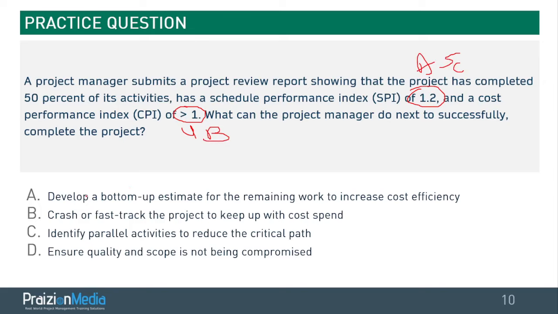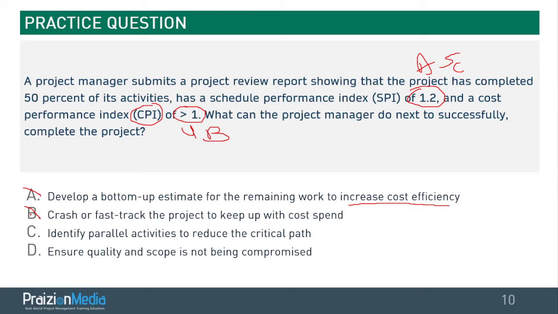So let's see. It says, what can the project manager do to successfully complete the project? A, develop a bottom-up estimate for the remaining work to increase cost efficiency. Why do you want to increase cost efficiency? It's already good. You don't need to do more than this, right? So I would cancel A. B, crash or fast-track the project to keep up with cost spend? That doesn't even make sense. You are under budget and ahead of schedule. What more do you want? Why would you crash? That's silly. Don't crash for no good reason, right?